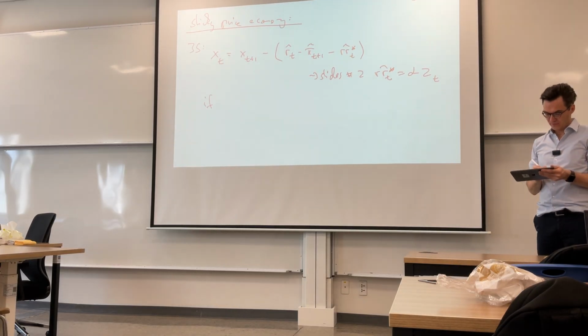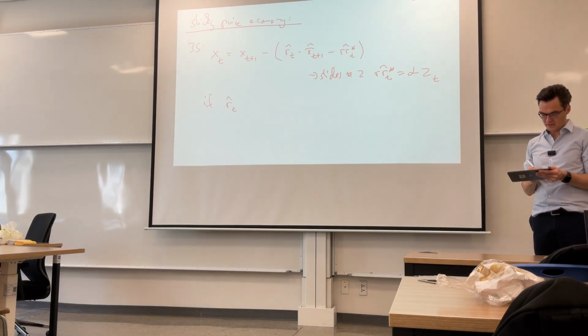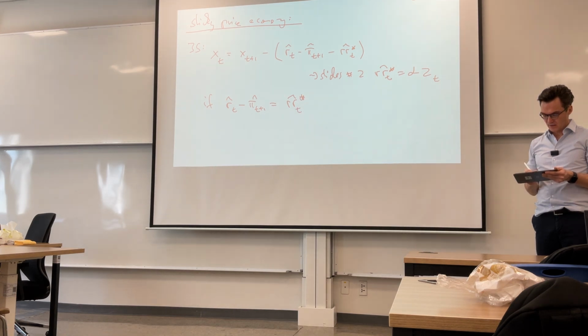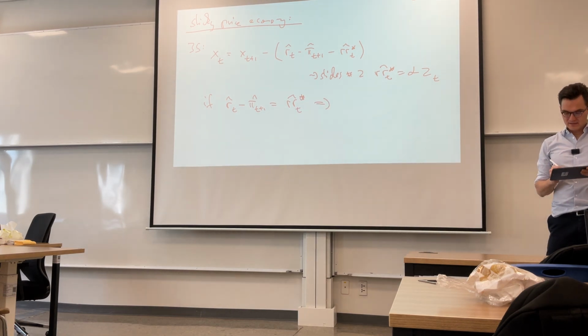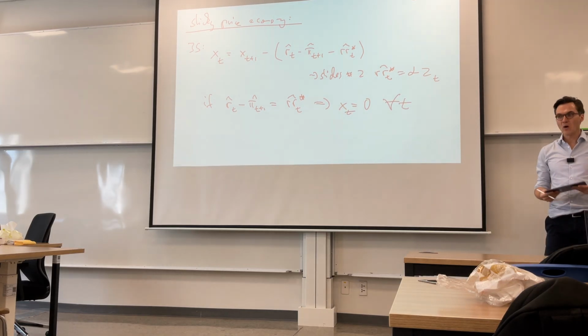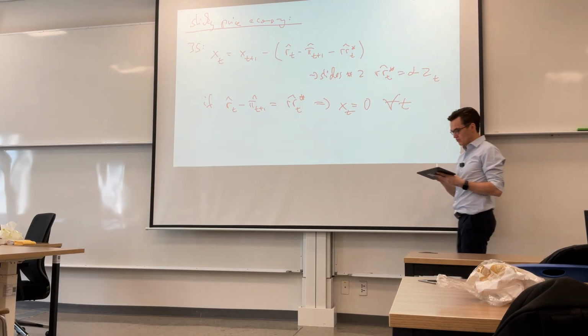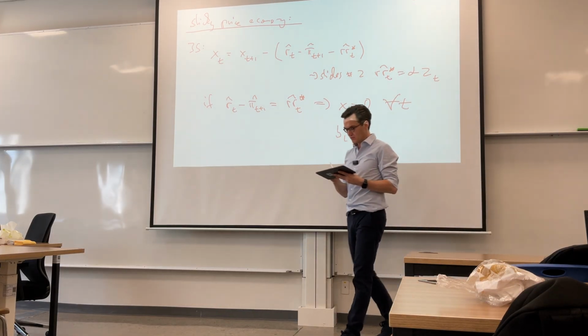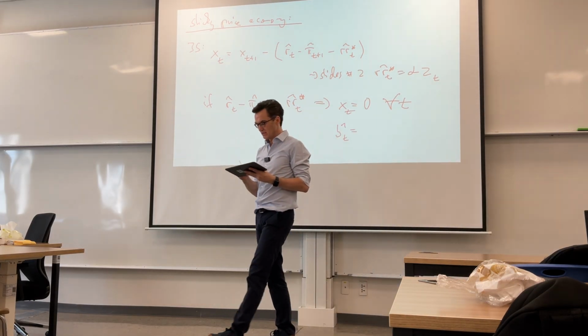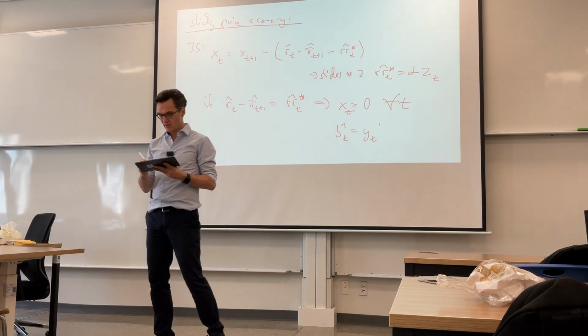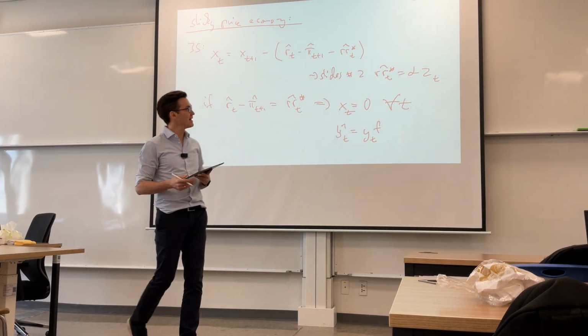So if R_t hat minus pi_{t+1} hat is equal to R R_t hat star, well, that means that the output gap is equal to 0 for all periods in time. So output is always at potential. So output Y_t hat is always equal to output in the fixed price economy. That's the key.